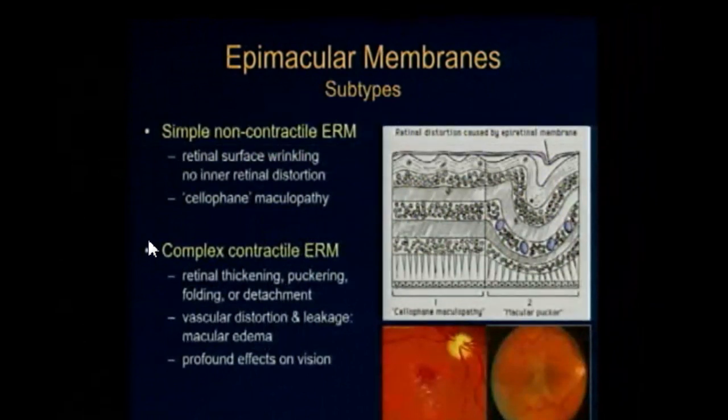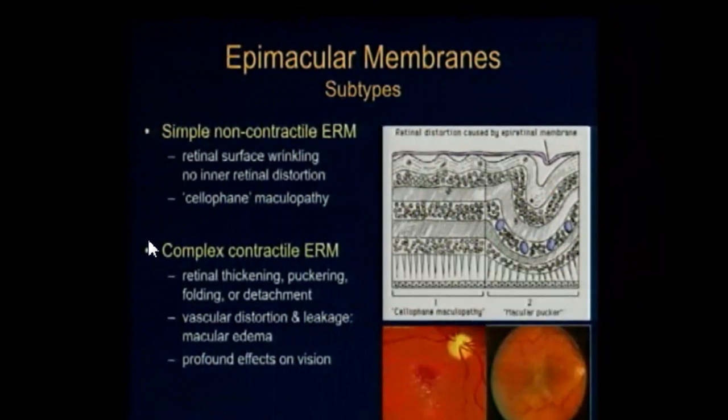Now, the epiretinal membrane can be non-contractile, just causing a little bit of surface wrinkling. This is what we often call cellophane maculopathy, but it also can be contractile. And when it is contractile, it will cause distortion of the retina, and in this case, definitely you would like to interfere and remove it. It will cause thickening of the retina, puckering. It will pull on the vessels in the macula, and the pulling of the vessels is going to cause leakage.